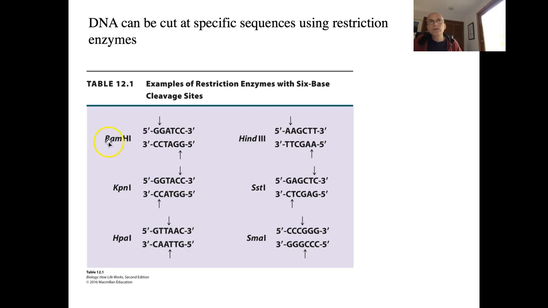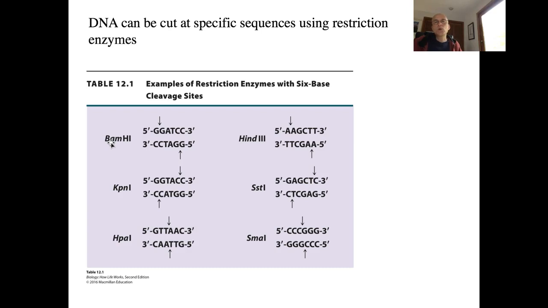And each type of restriction enzyme has its own name. The names are made up by using the first letter of the name of the bacterium from which they were originally isolated. So there's one that's called EcoR1, and that stands for E. coli, or Escherichia coli. That's a gut bacterium.